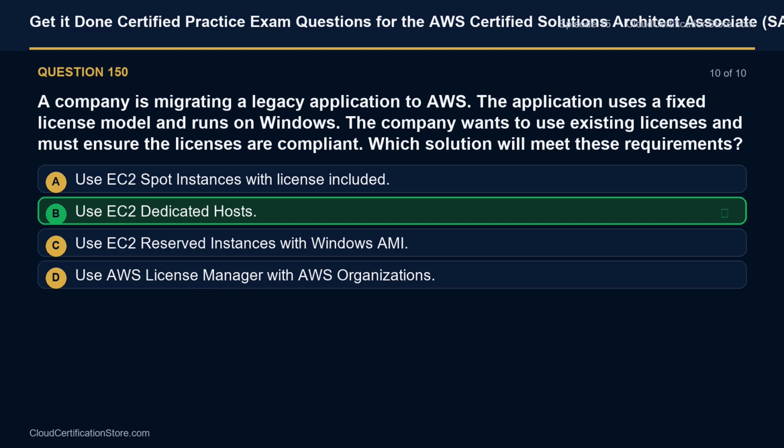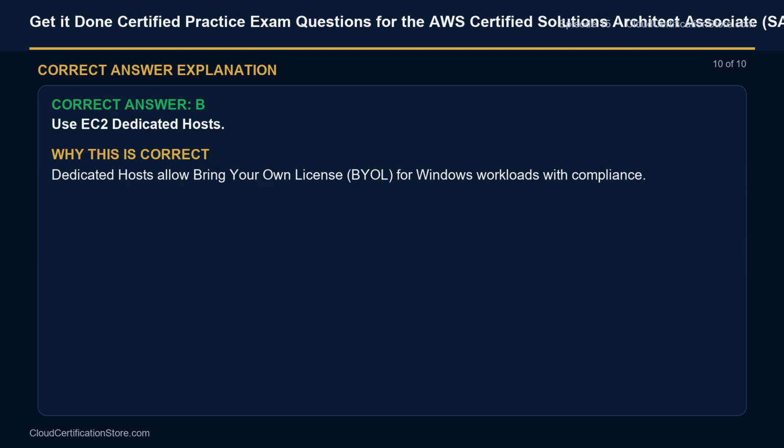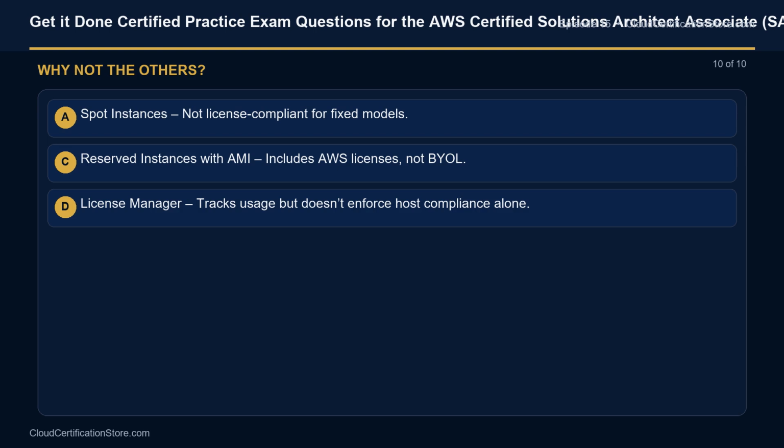The correct answer is B. Use EC2 dedicated hosts. Explanation. Dedicated hosts allow bring your own license for Windows workloads with compliance. Why not option A? Spot instances are not license compliant for fixed models. Why not option C? Reserved instances with AMI include AWS licenses, not bring your own license. Why not option D? License Manager tracks usage but doesn't enforce host compliance alone.